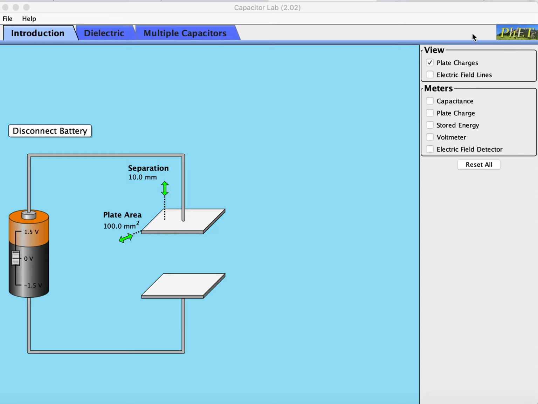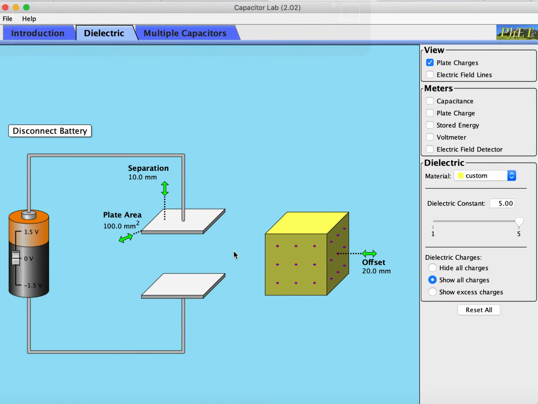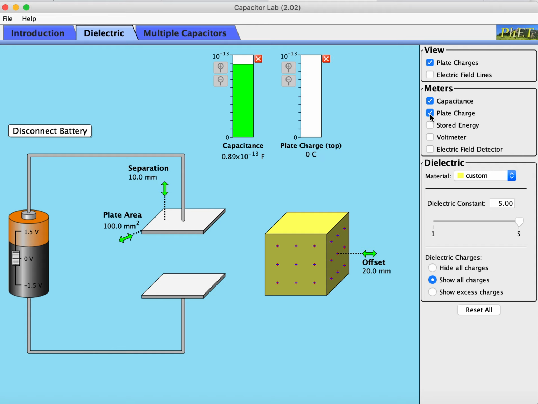What I've done now is I've downloaded a PhET capacitor lab where we can play around with the various parameters of the parallel plate capacitor and see what affects the capacitance. So I'm going to turn on my meter for capacitance, a meter for the charge on the plates, and I'm also going to check on the electric field lines.